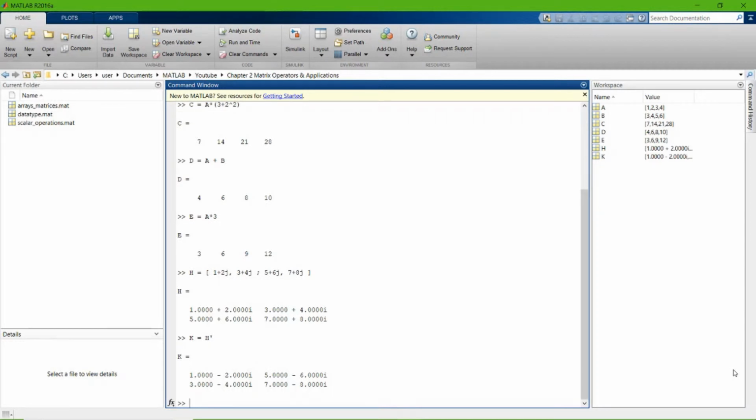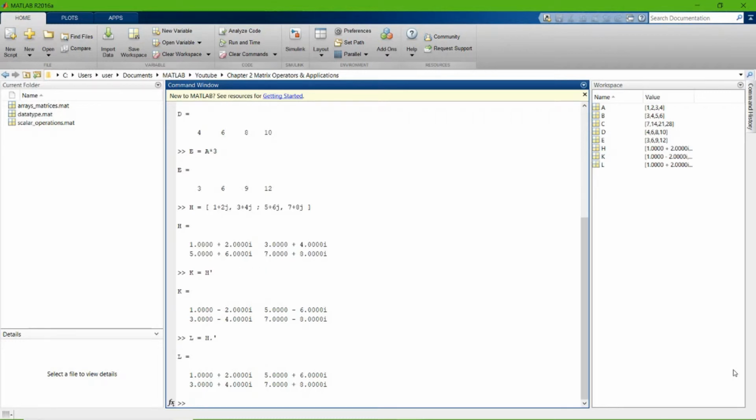Now here you can see that it's a conjugate transpose. It's not a normal transpose, but a conjugate transpose. If we define a new variable and use apostrophe with dot, we will see that it's a normal transpose, in comparison to what we saw for the apostrophe without dot.